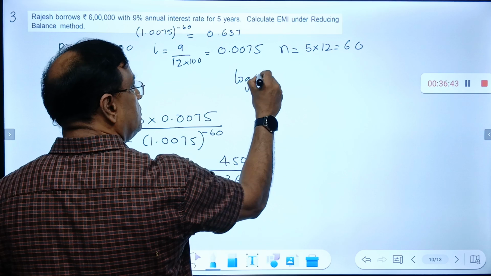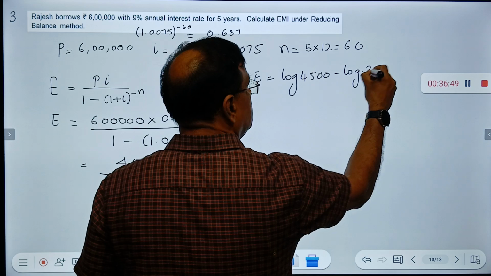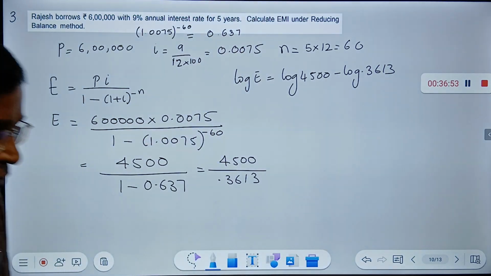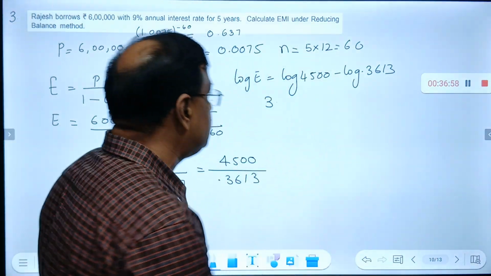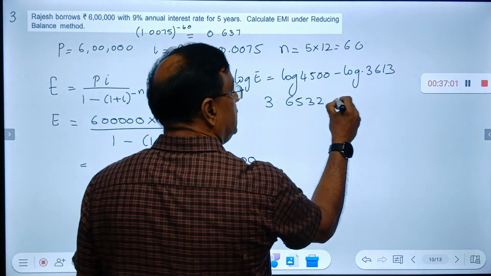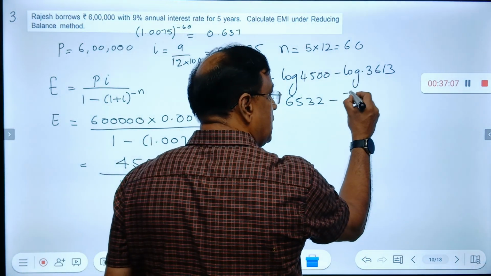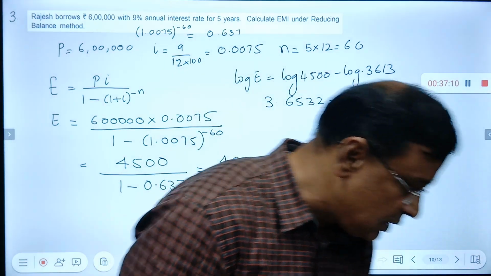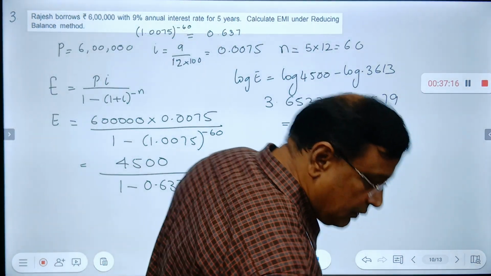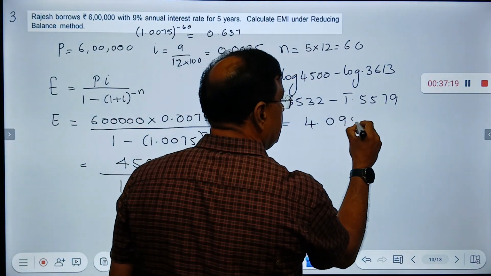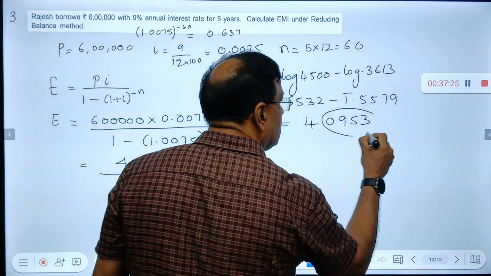Now do by logarithm. Log E equal to log of 4,500 minus log of 0.3613. Now what will be log of 4,500? The characteristic is 3 point, and log of 4,500 is 6532 minus, and what is the characteristic of 0.3613? Decimal place is here, so it's bar 1.3613. The log is 5579. Now if you do subtraction, I think you get 4.0953.